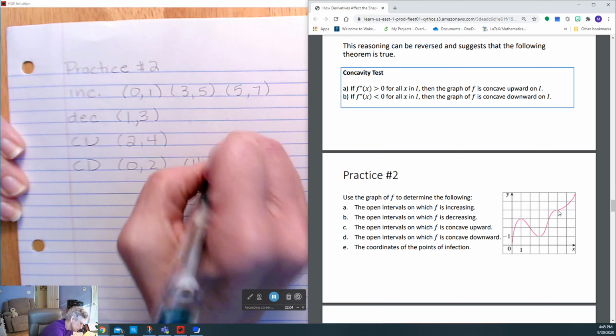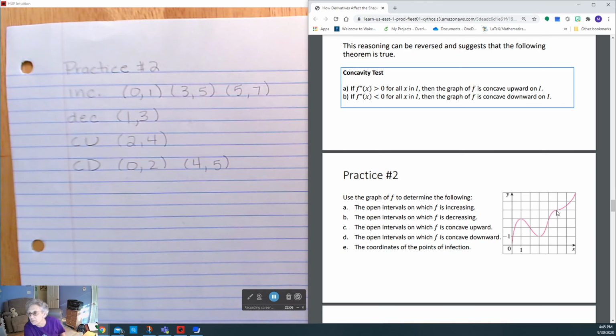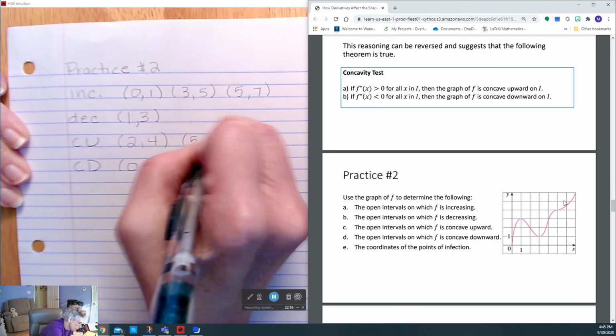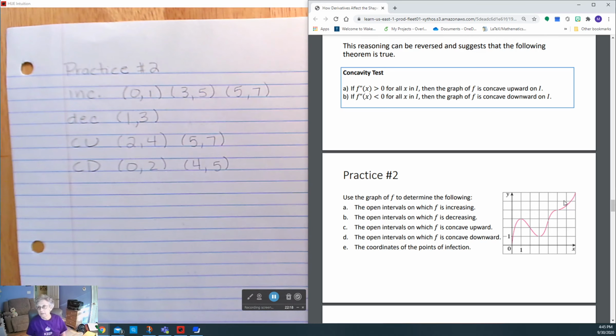And then when it flattens out, it looks like it took a rest, and now it starts increasing at an increasing rate and becomes concave upward again from 5 to 7.